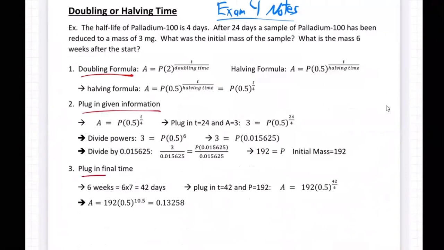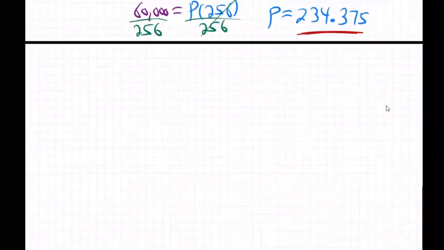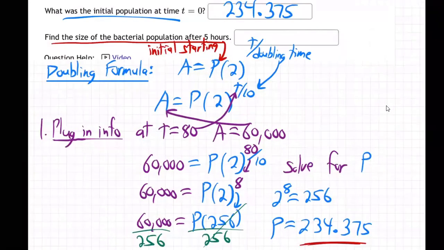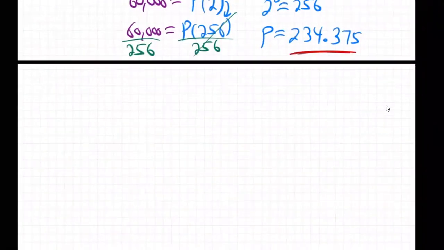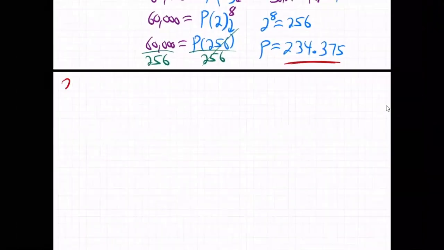Step 2, plug in the information. Step 3, plug in the final time. So now we're on step 3. Well, I guess this was step 1 technically. This was step 2. Step 1, get the doubling formula. Step 2, plug in the information. Step 3, plug in the final time.